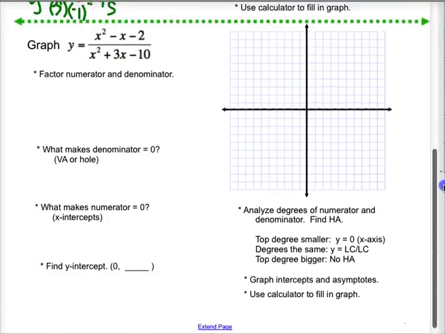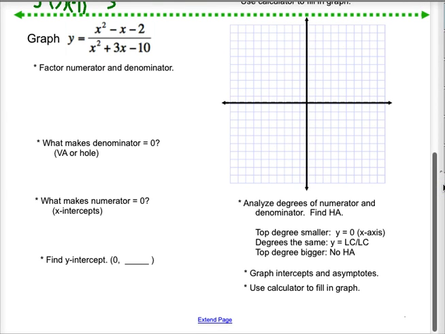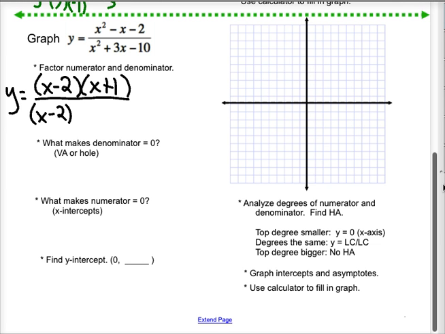So let's do our last example now. So first, we need to factor the numerator and the denominator. So I'm getting x minus 2, x plus 1 on top, and on the bottom, x minus 2 and x plus 5.